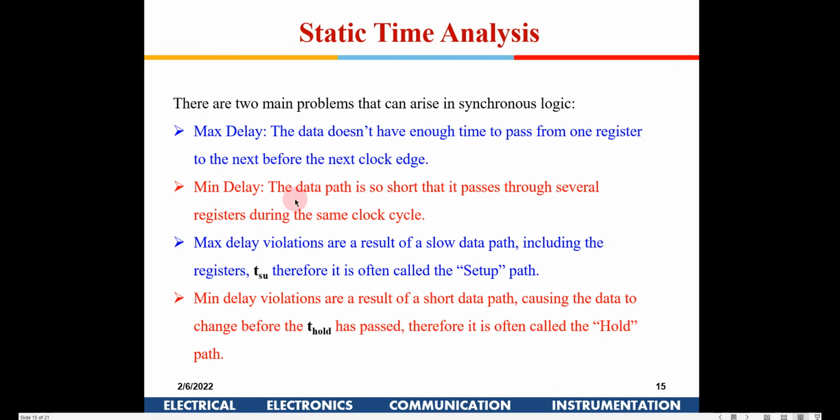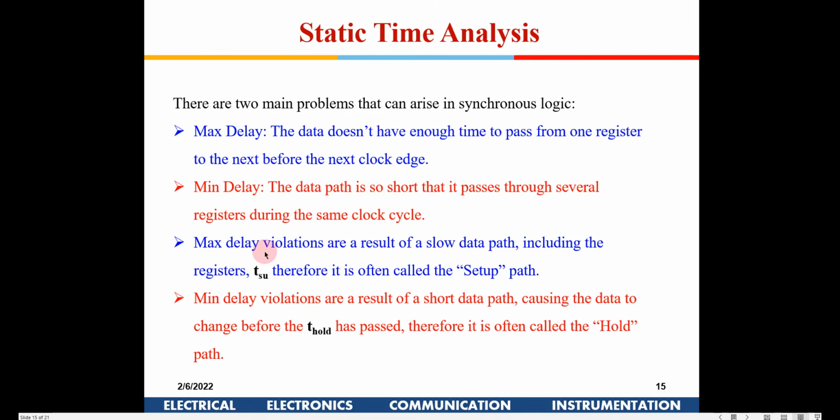Similarly, there could be a min time delay. Min time delay means the data can pass so fast that in the next stage the hold time violation would happen. Okay, so these are the two types of problems which can occur in a synchronous system.